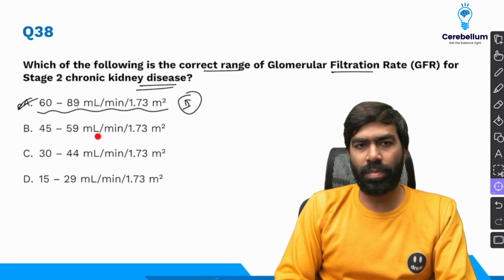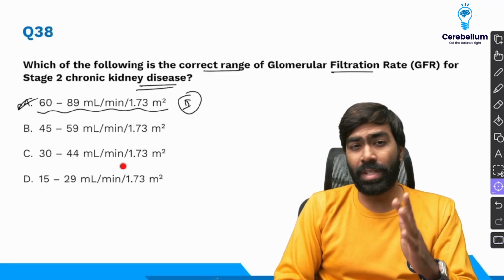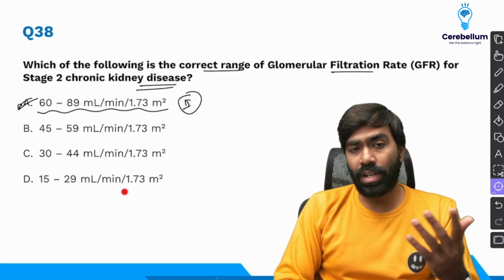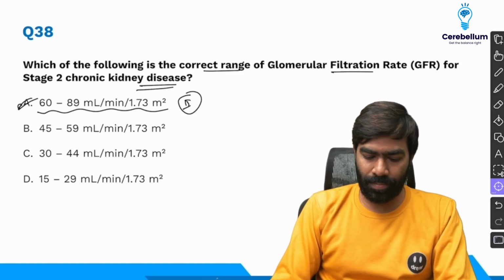45 to 59 is going to be stage 3A. 30 to 44 will be stage 3B. And 15 to 29 will be stage 4 CKD.